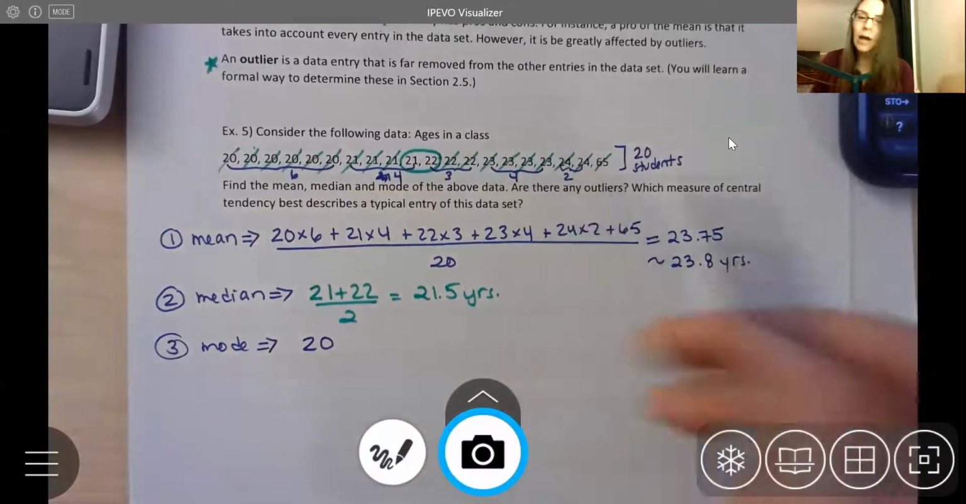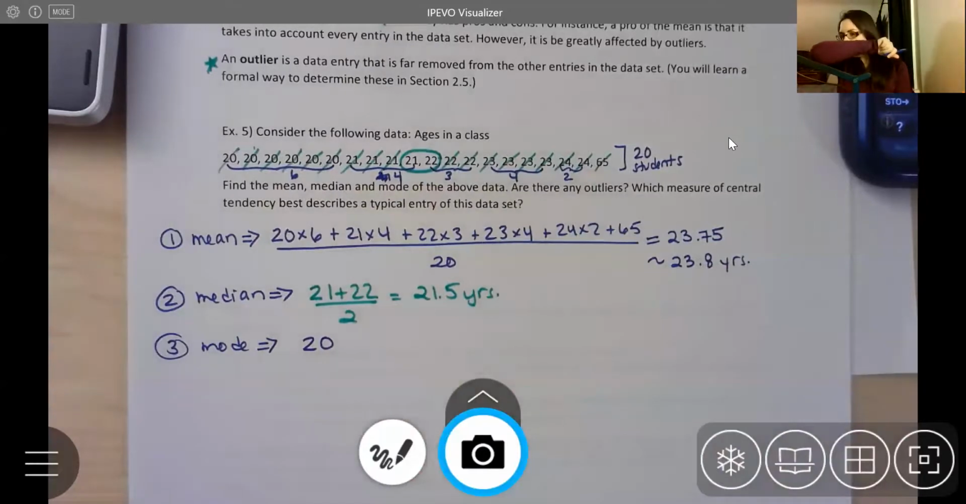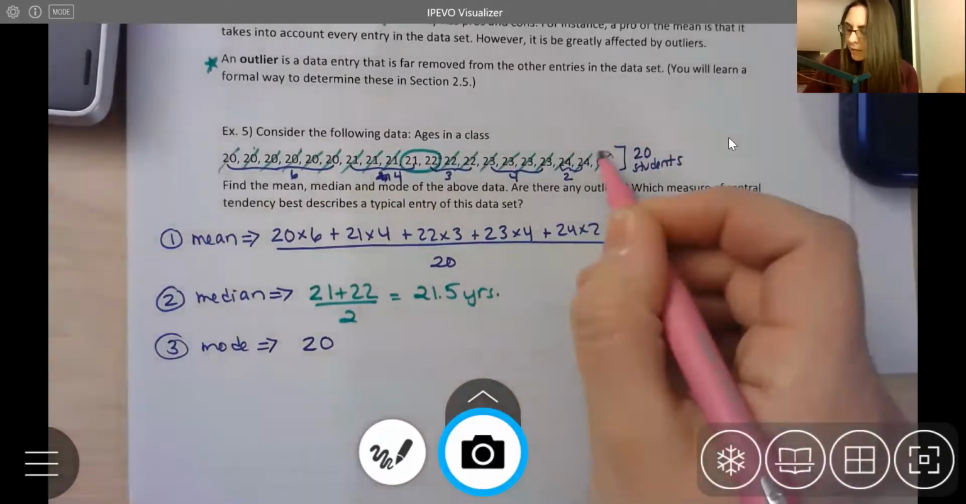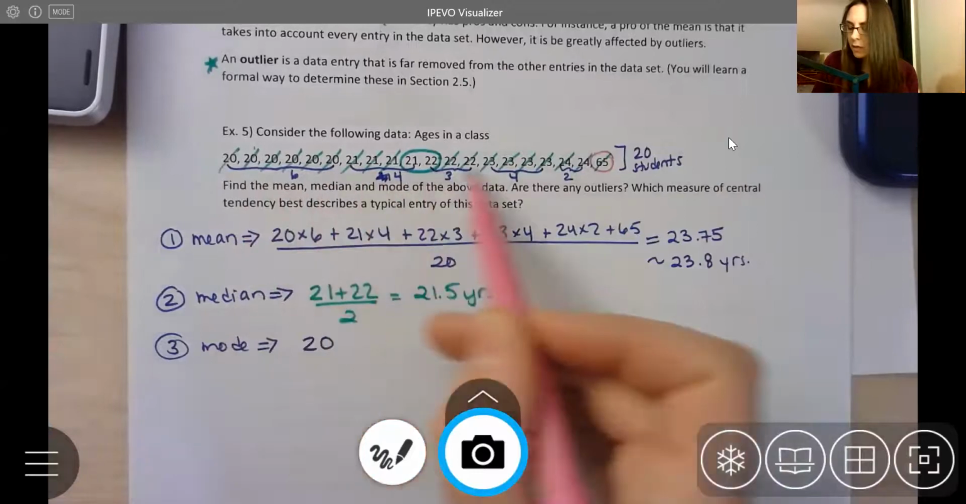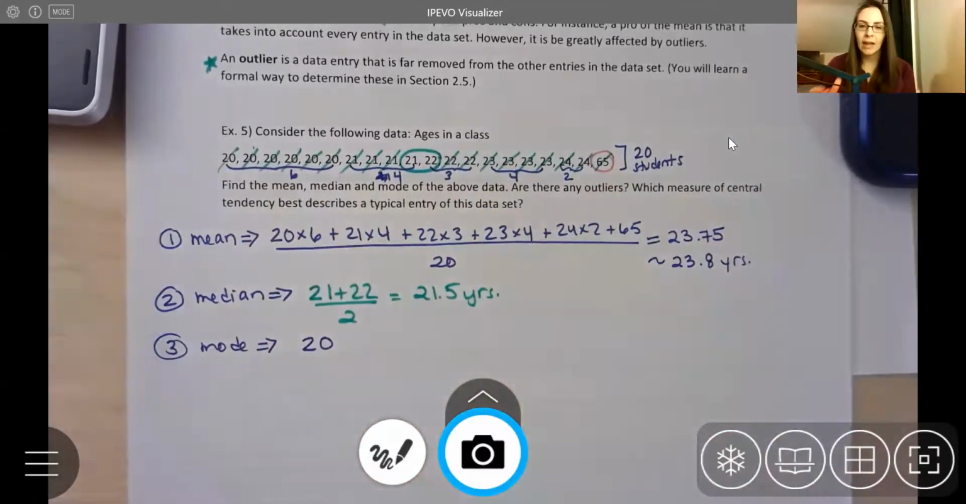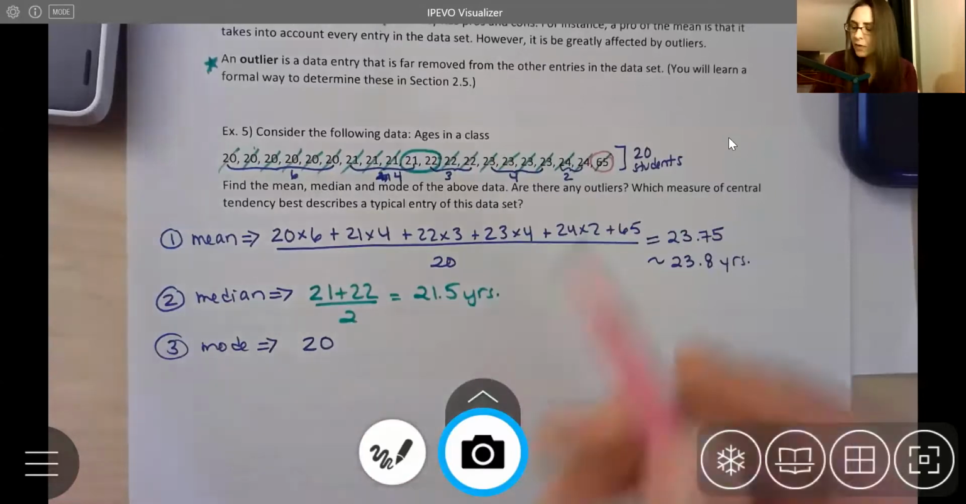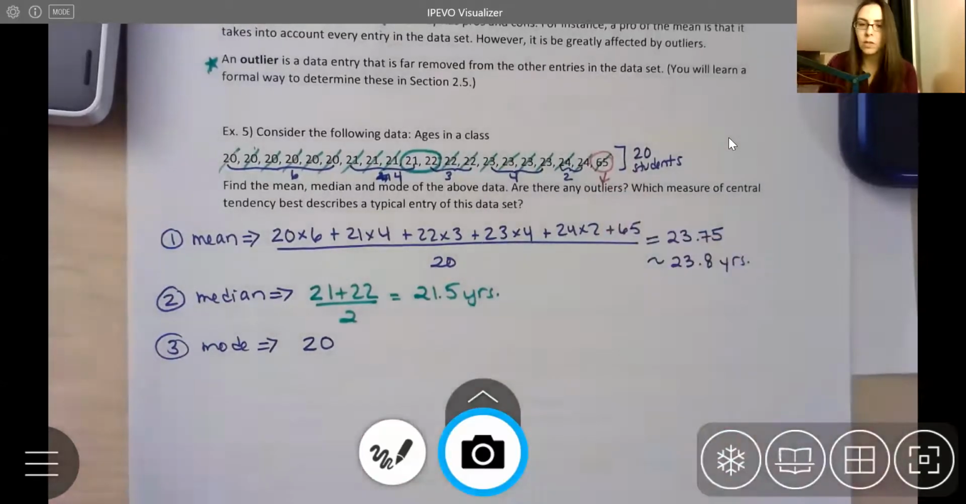Now, are there any outliers? Oh, excuse me. We will have a formal way to define an outlier, or the calculation for an outlier, in section 2.5 later. But I think this one's pretty clear that our outlier here would be the 65. The other ages for students are all in their early 20s, and I have 1 student who's 65. So that's very different from the group. So there's definitely an outlier here, and that would be the student who is 65 for this particular class, right?